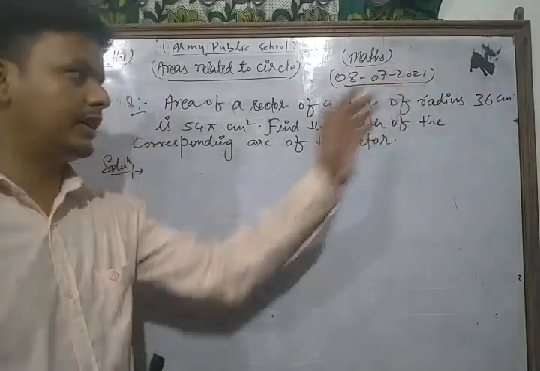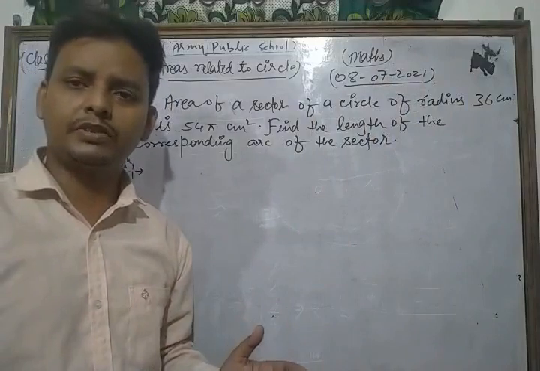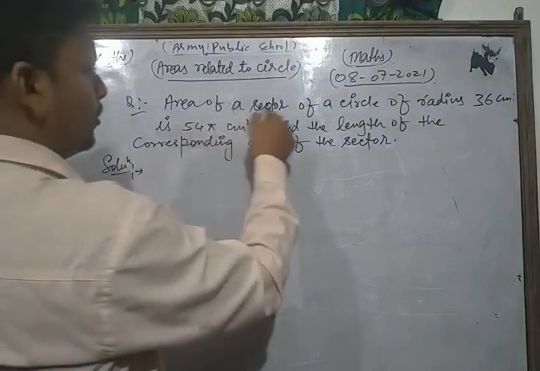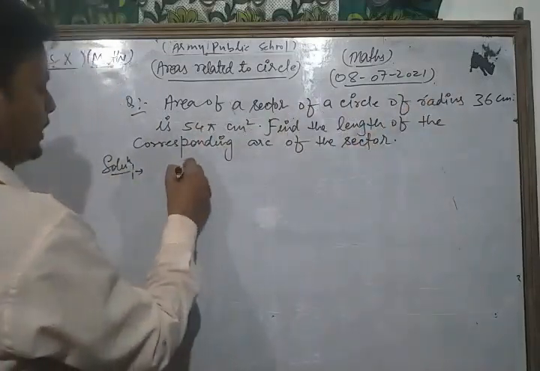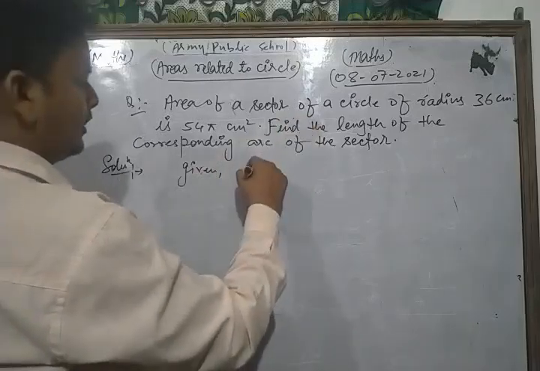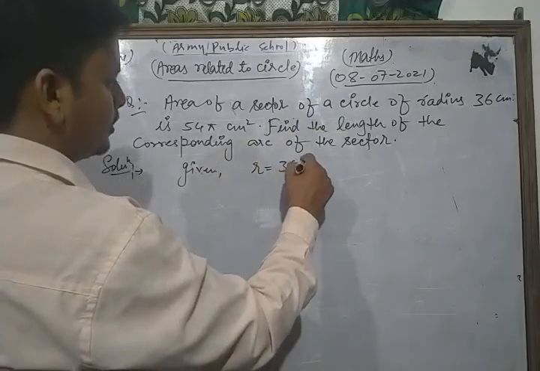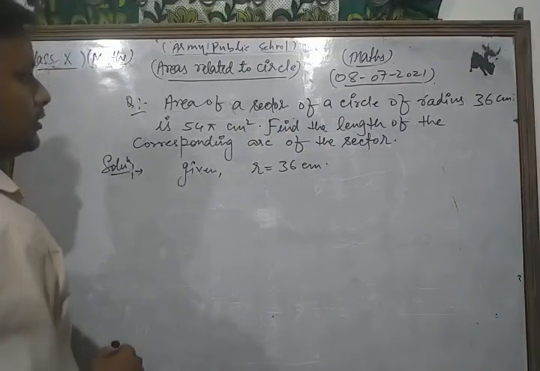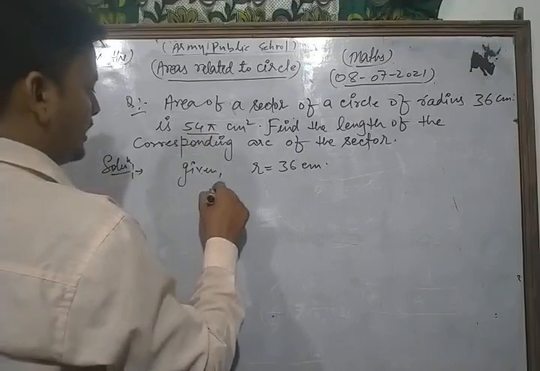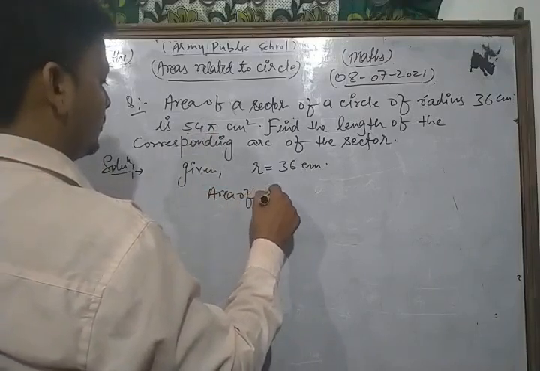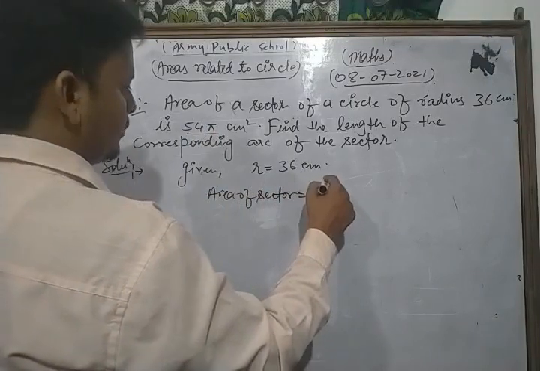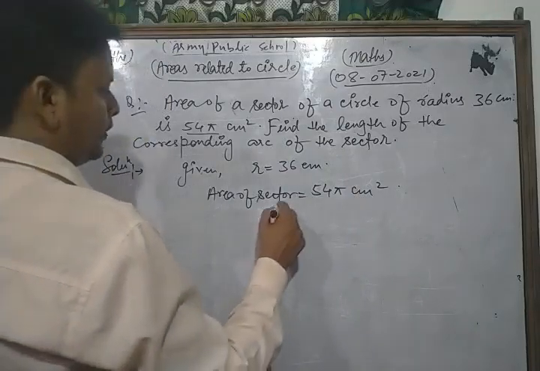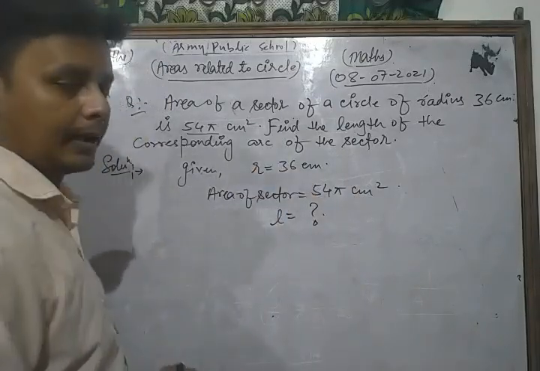Dear friends, this is a very important question, and in the previous class we discussed the formula related to that topic. First of all we write the given: the radius of the circle is 36 centimeter, and the area of the sector is 54 pi centimeter square. We find the length of the arc. We take the length of the corresponding arc as l.